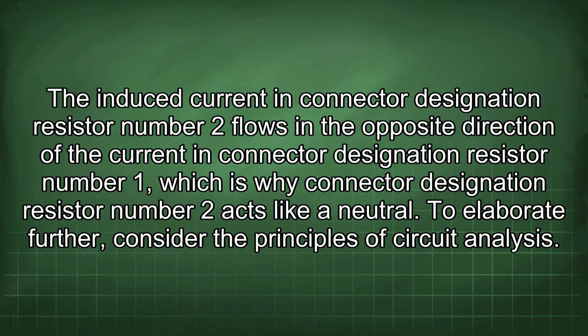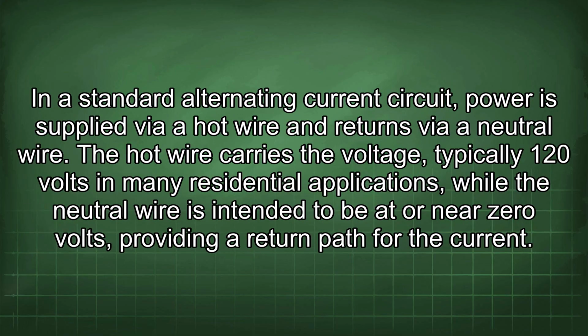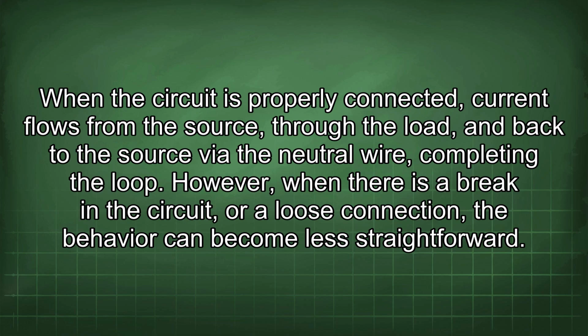To elaborate further, consider the principles of circuit analysis. In a standard alternating current circuit, power is supplied via a hot wire and returns via a neutral wire. The hot wire carries the voltage, typically 120 volts in many residential applications, while the neutral wire is intended to be at or near 0 volts, providing a return path for the current. When the circuit is properly connected, current flows from the source, through the load, and back to the source via the neutral wire, completing the loop.